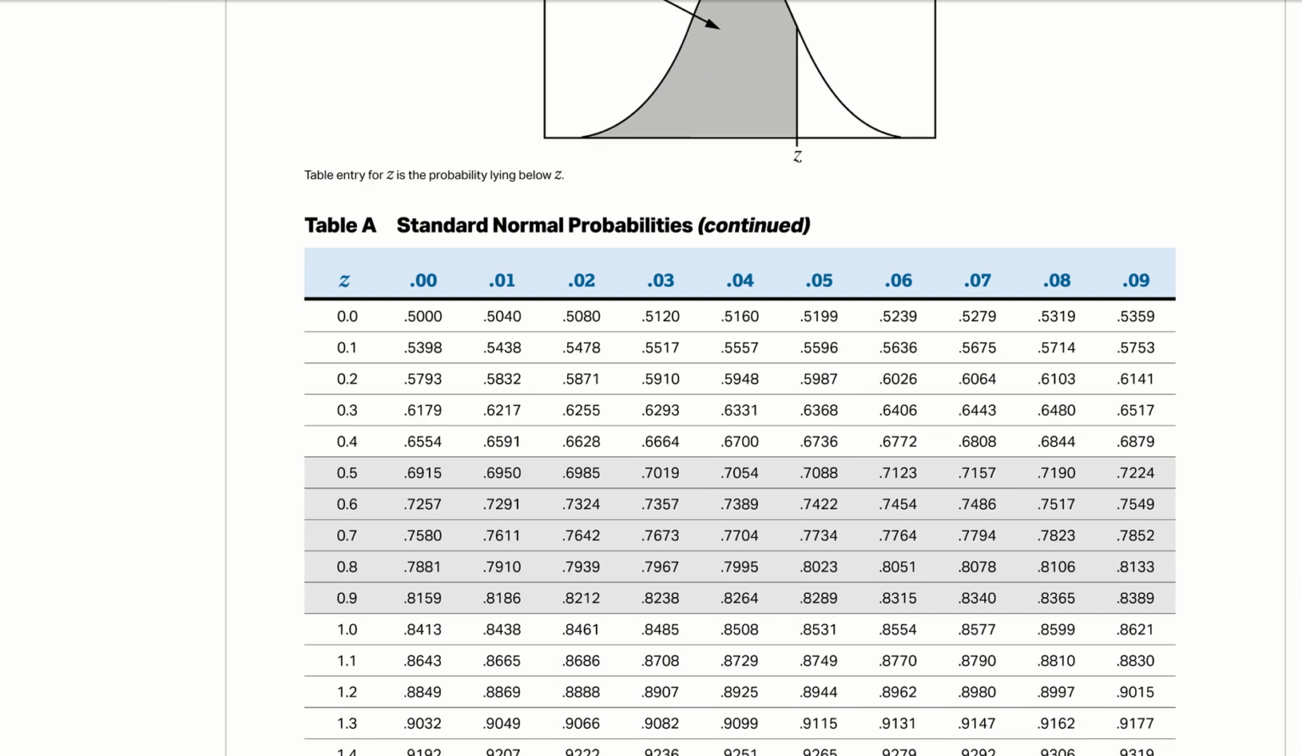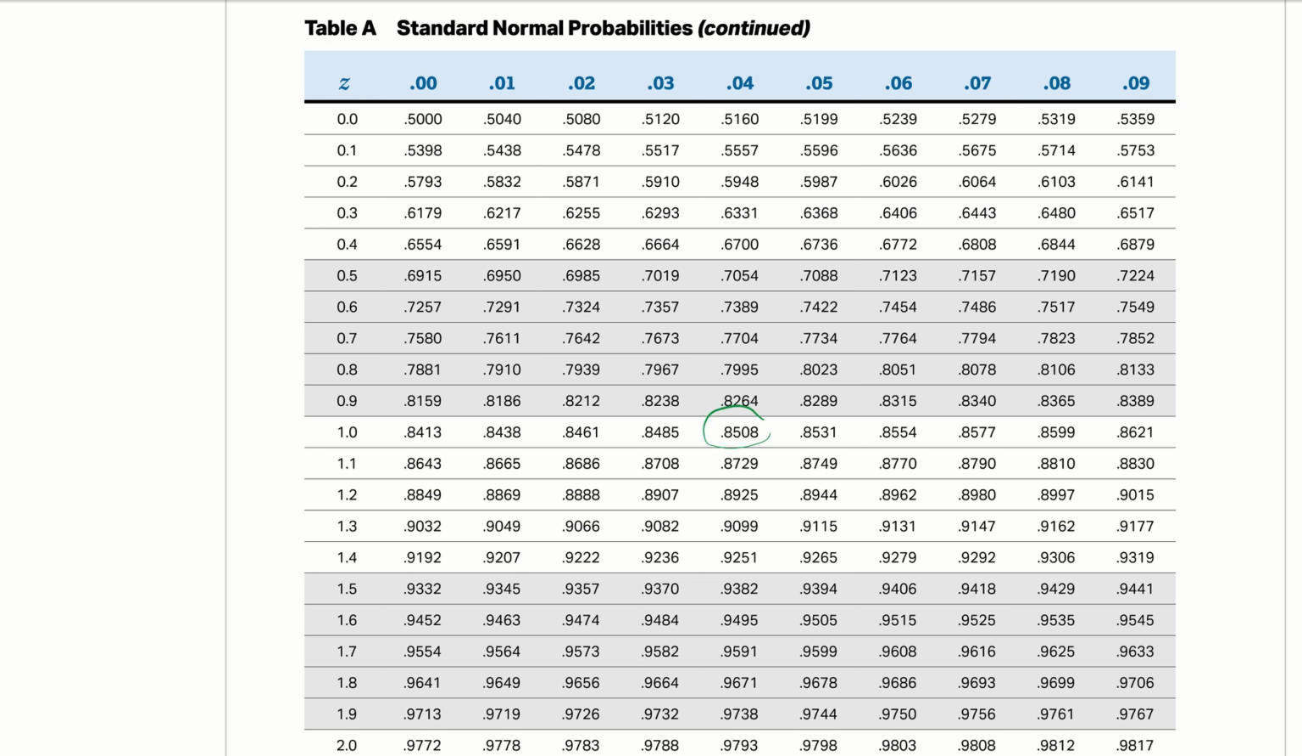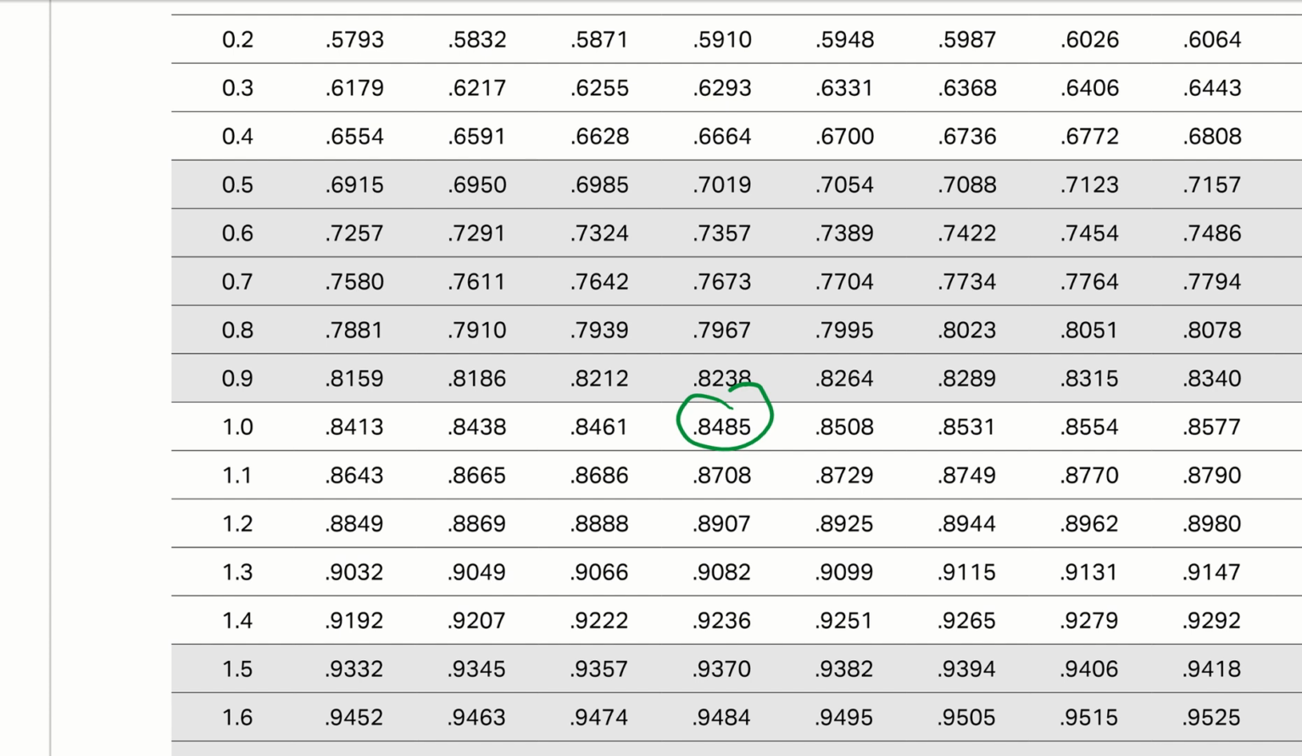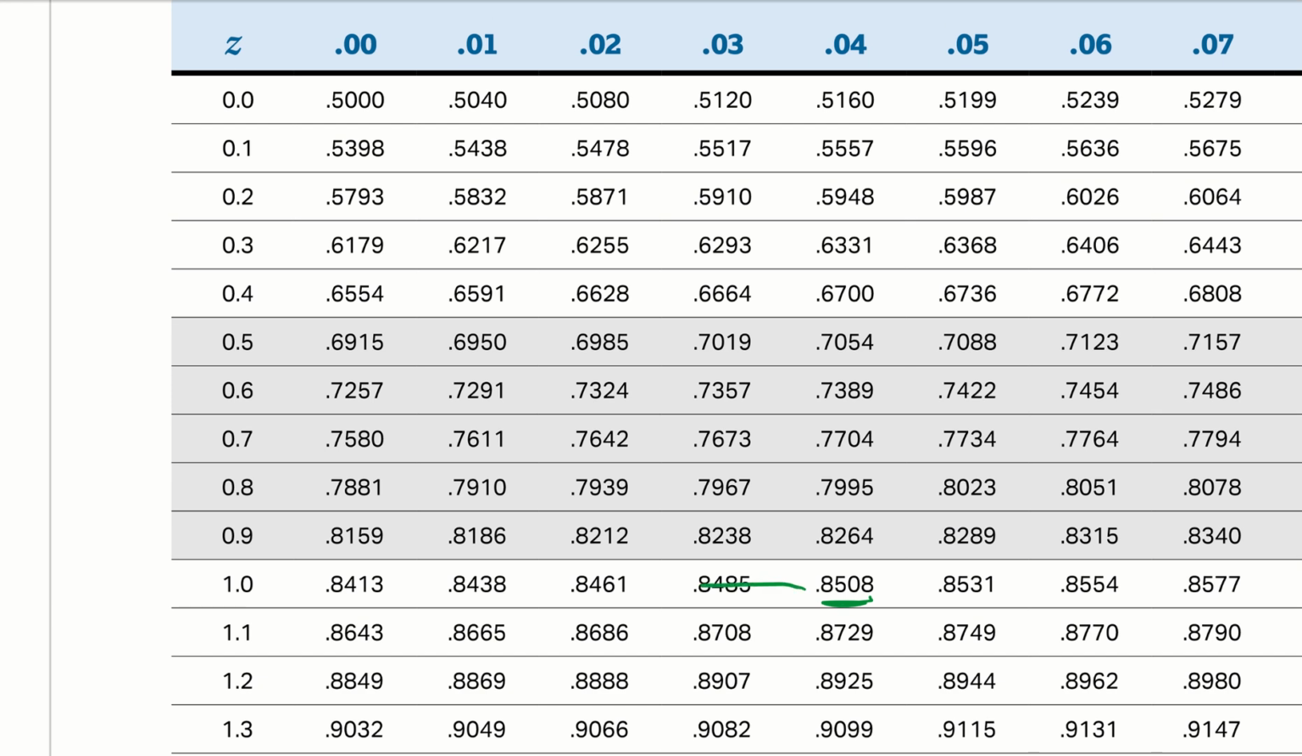So we're looking up the area 85%. This seems to be the closest one, or pretty close to it. Actually, 8485 is closer to 85% than 850. Actually, no, 8508 looks pretty darn close. Yeah, so this is actually the closest to that. All right, so if that's my area, my z-score that corresponds to that, this is z to the left and z at the bottom. So we got a z-score of 1.04. Approximately, my z-score is 1.04.